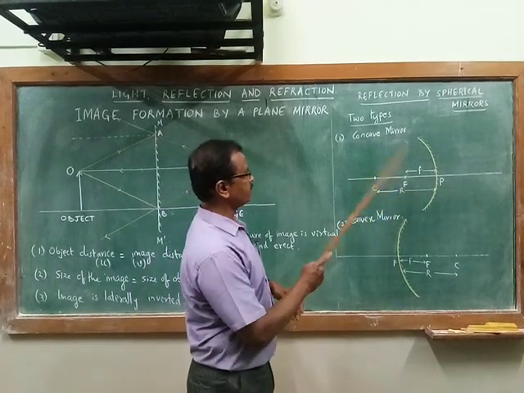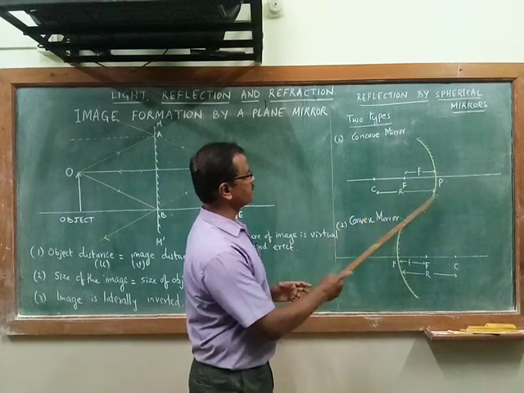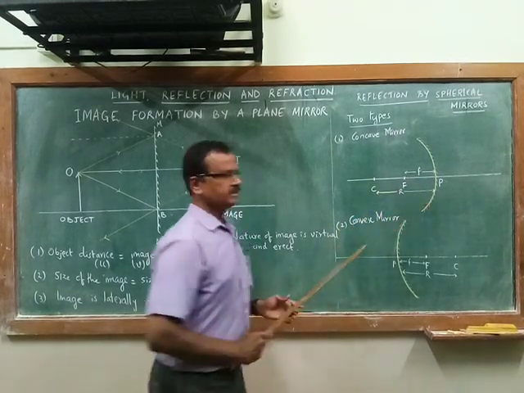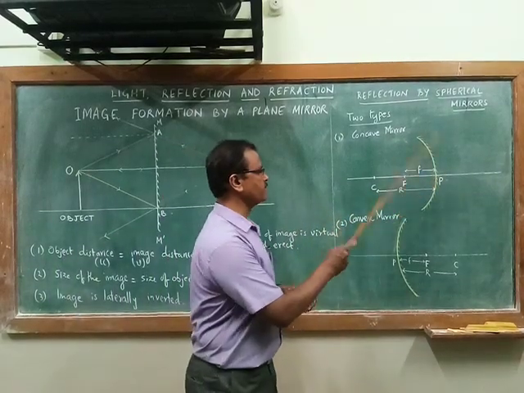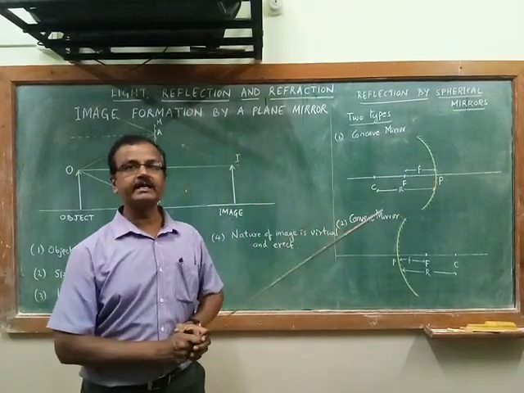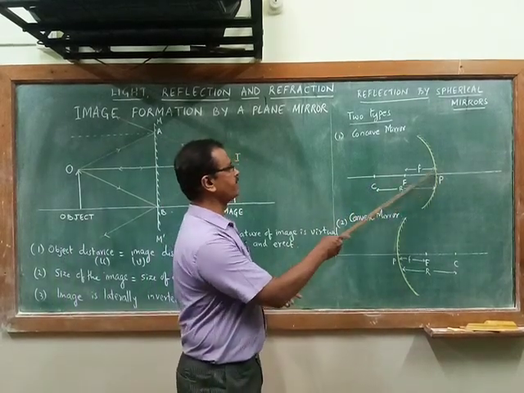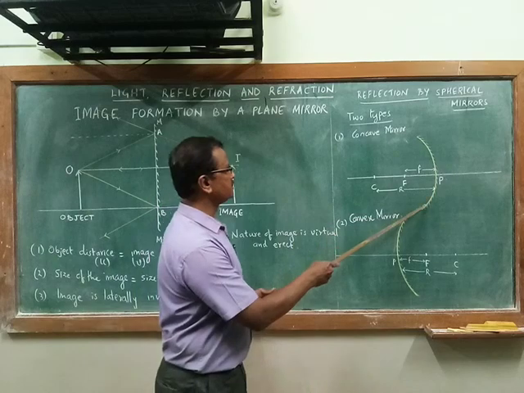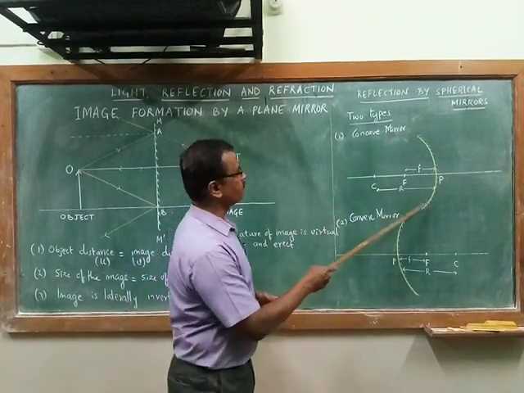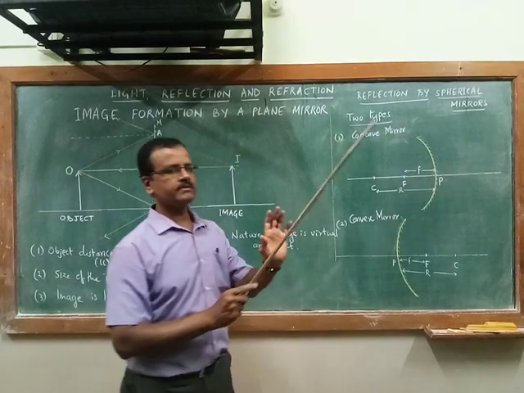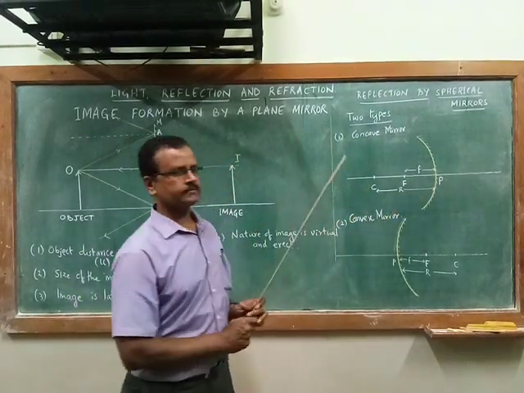Then F. Before we learn F, let us learn what this distance CP is. The distance CP, the distance between the center of curvature and the pole, is called the radius of curvature. Again, it is the radius of curvature of this spherical mirror, of which the concave mirror is a part. Therefore, it is called the radius of curvature.